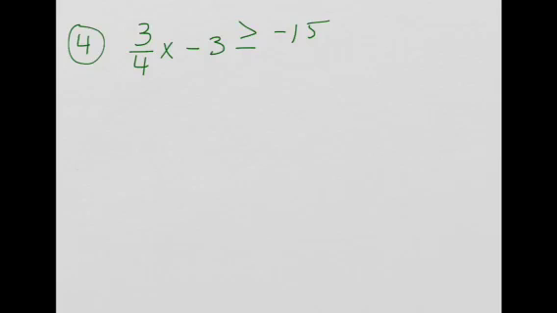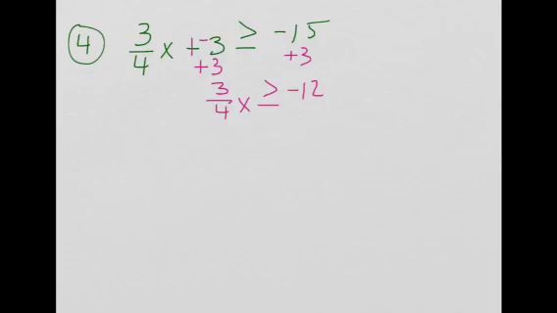Is the variable on the left? It is. Is it first? It is. Is it by itself? It's not. So we're going to zero pair. We need to add a line, change the sign. Zero pair the 3. This is going to be 3 fourths x is greater than or equal to negative 12.